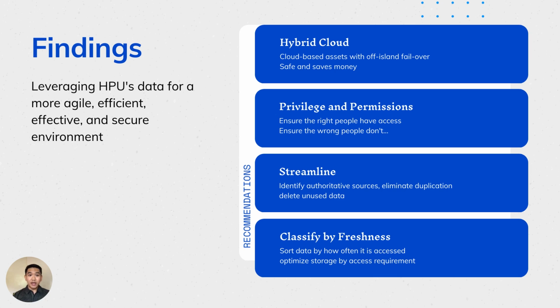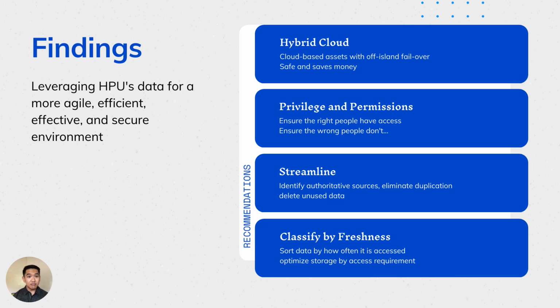1. Adopting a hybrid cloud strategy. This entails placing all HPU systems and data in the cloud, but maintaining one local data farm to host critical applications should connectivity to the mainland fail. The second is to audit the permissions and privileges for all of the data assets, and this ensures the appropriate people have the correct assets.